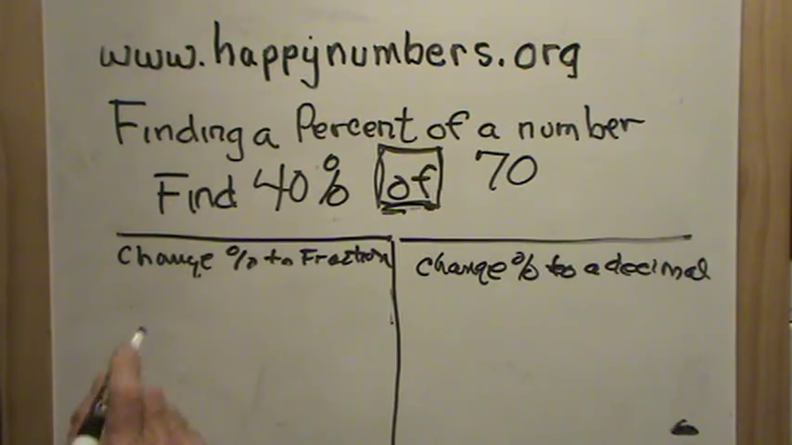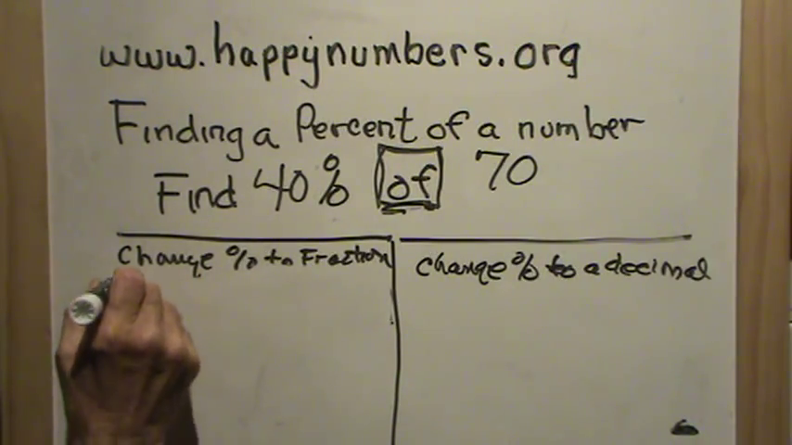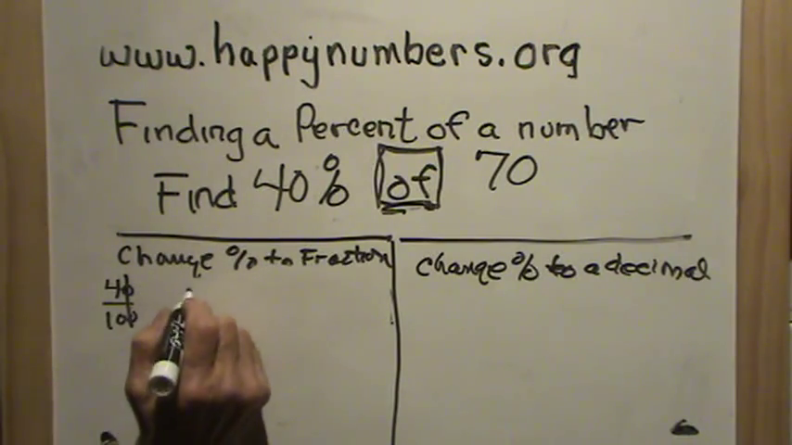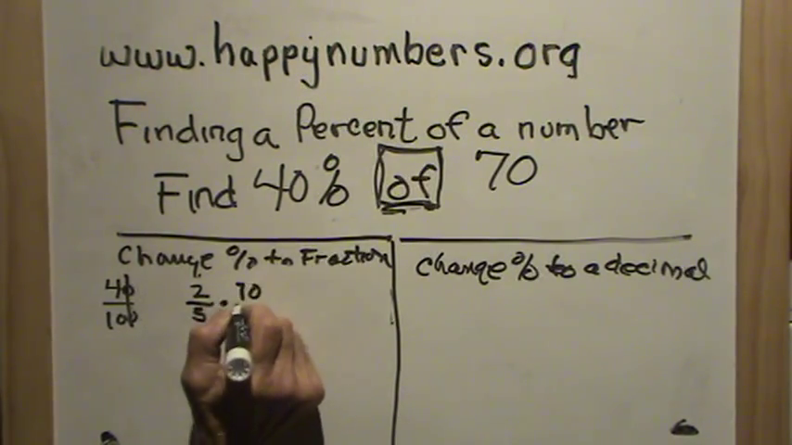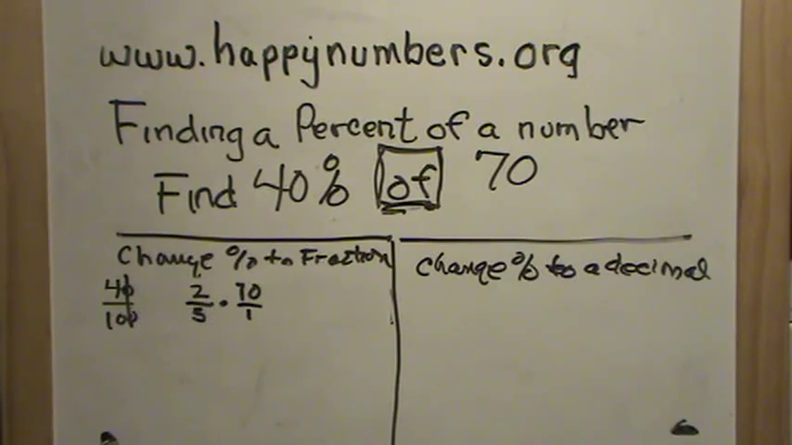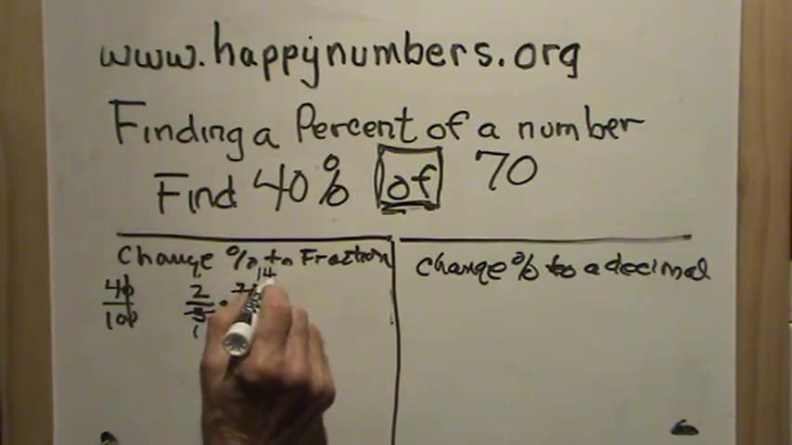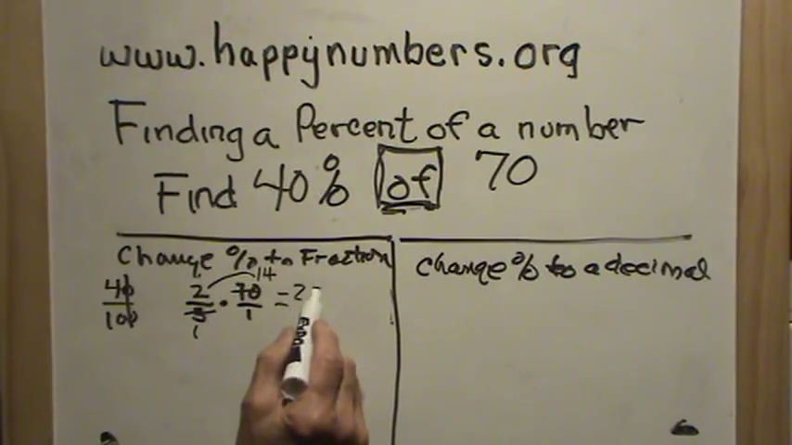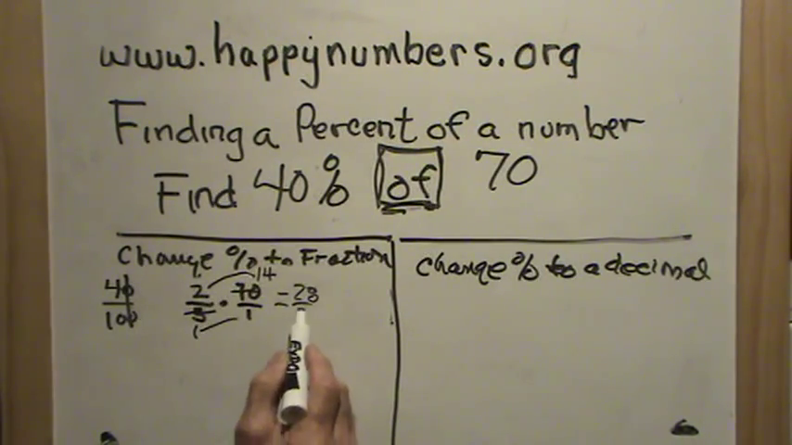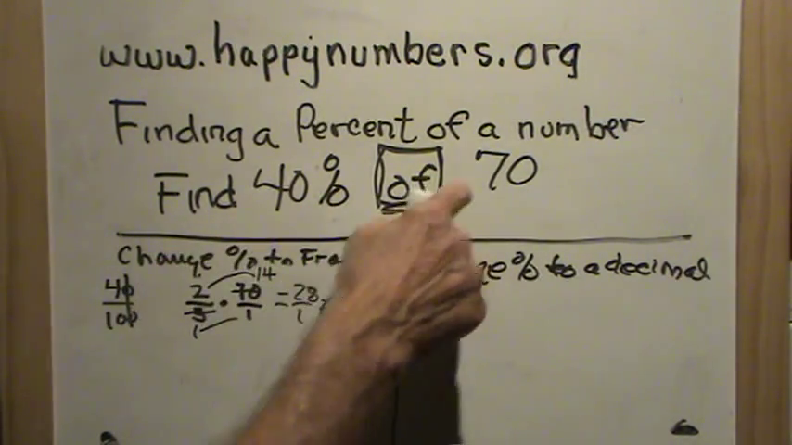All right, let's see how you did. Well, 40% in fraction form is 40 over 100. And we can cross out those and reduce this, and we have 2/5 times 70 over 1. Now we can cancel. We do our canceling. 5 goes into 5 one time. 5 goes into 70 14 times. Now we multiply. 2 times 14 is 28 over 1, which is 28. So 40% of 70 is 28.